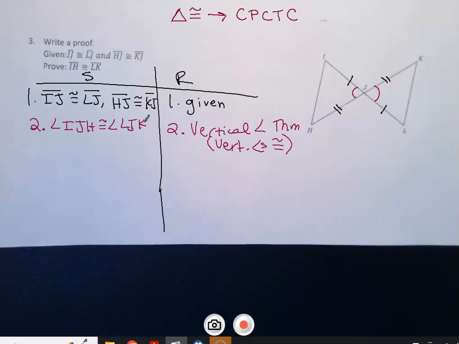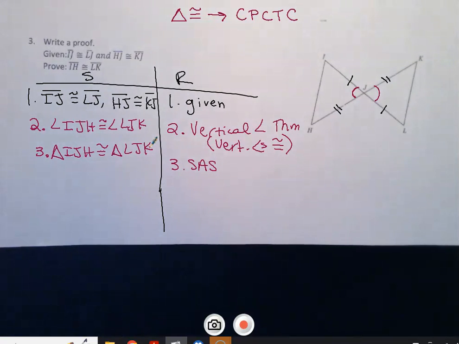Woohoo! So what did you just do? In taking that step, you now have a side, an included angle, and another side that are congruent. So what statement can you make now? You're right, you've got side, angle, side. That means that the triangles are congruent. You just proved the triangles are congruent. Awesome.